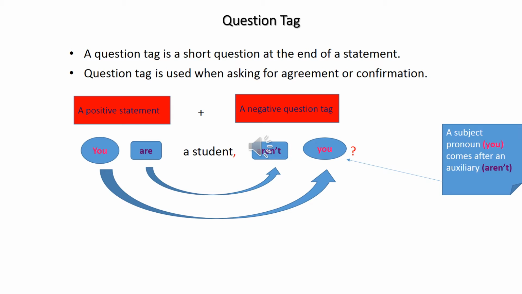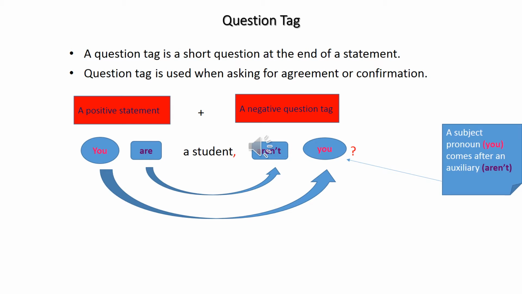Question tag means السؤال الذيلي. A question tag is a short question at the end of a statement. So, a question tag is a question and it is short. We write this question at the end of a statement. Statement means sentence. So, we write this question tag at the end of a statement or at the end of a sentence.